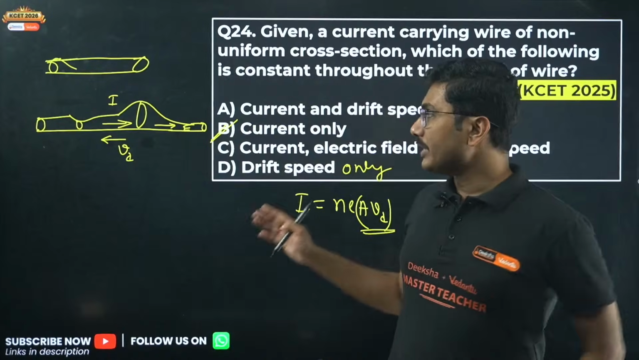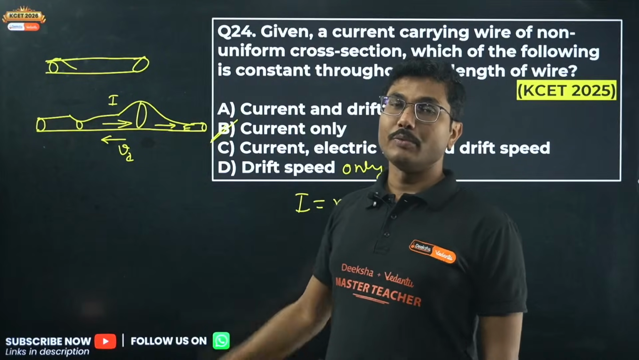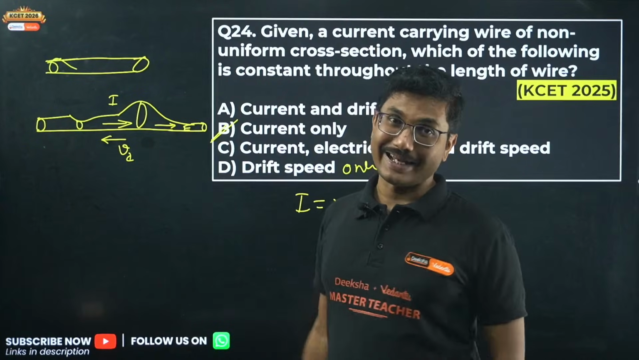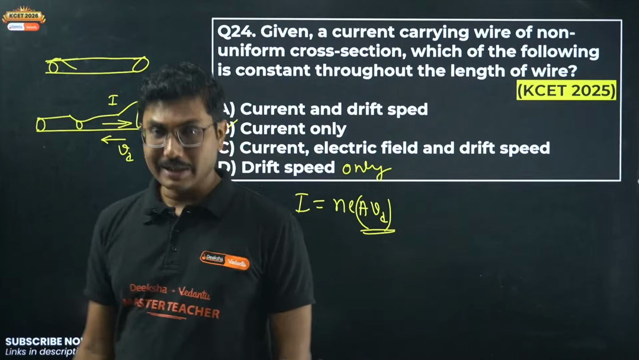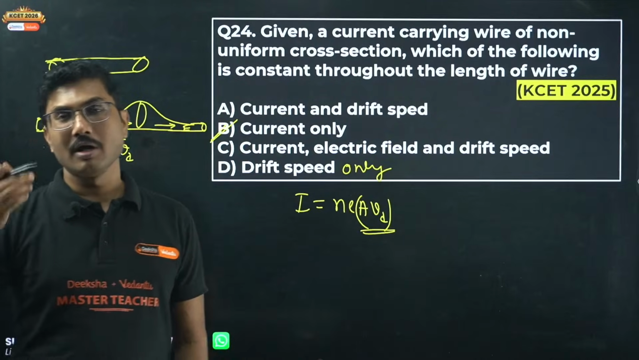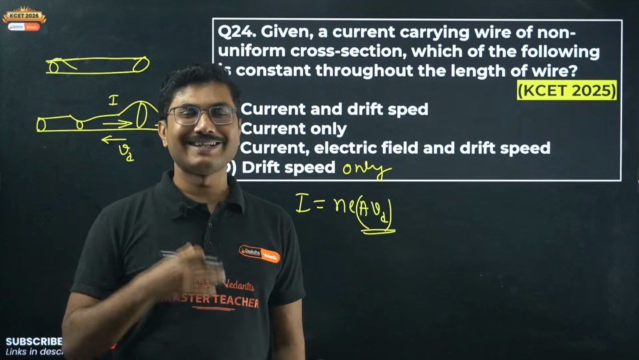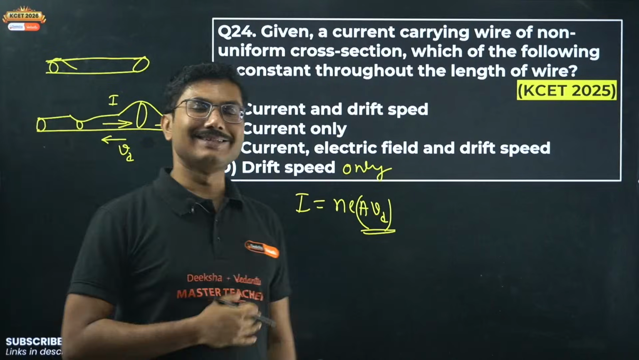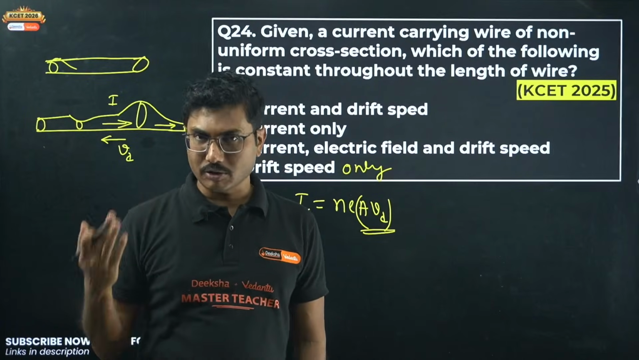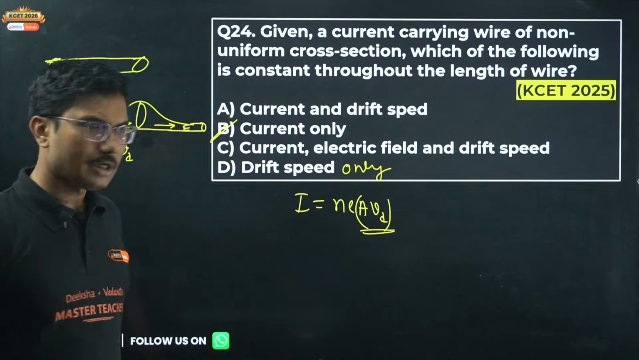Electric field will change based on the area. Okay, drift velocity will change depending upon the area as well, but the current in a conductor is constant. Current in a conductor does not depend on the cross section, it only depends on the potential difference and the resistance of the wire. Even if it is a non-uniform wire, total resistance of the wire is constant, total voltage that you have applied is constant, that means current should also be constant.